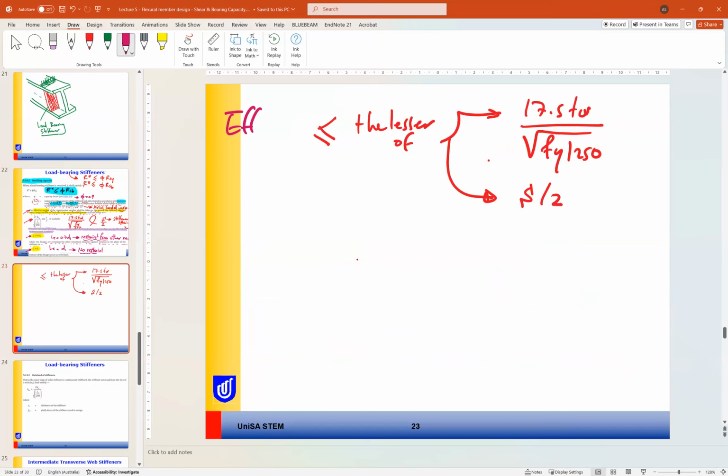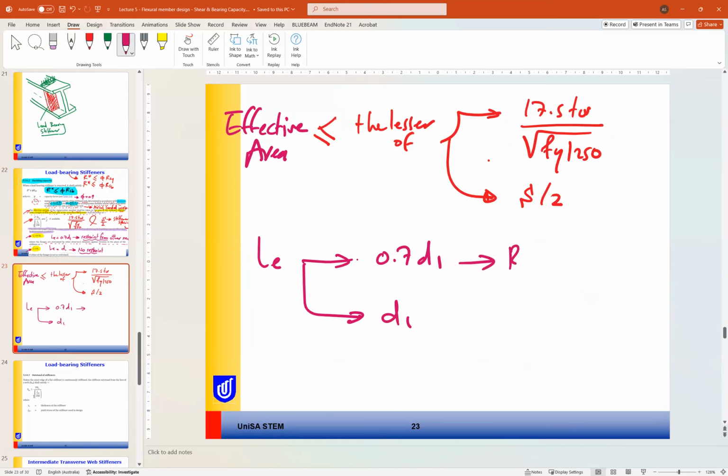Okay, so this is the effective area, and LE has two values as well, 0.7 D1 and D1. We have restraint, and if we don't have restraint.